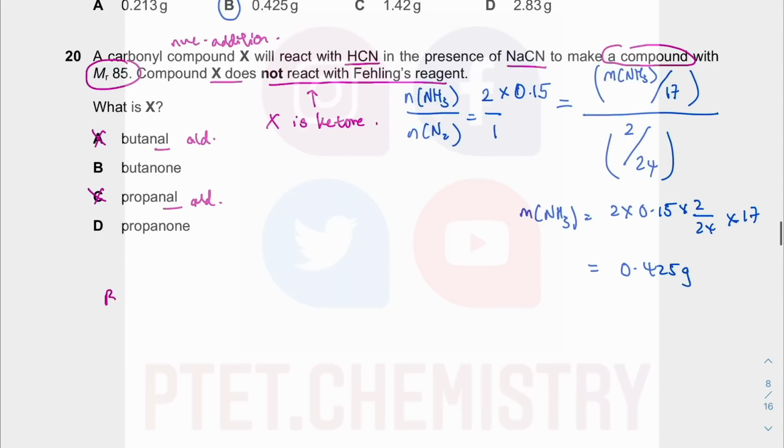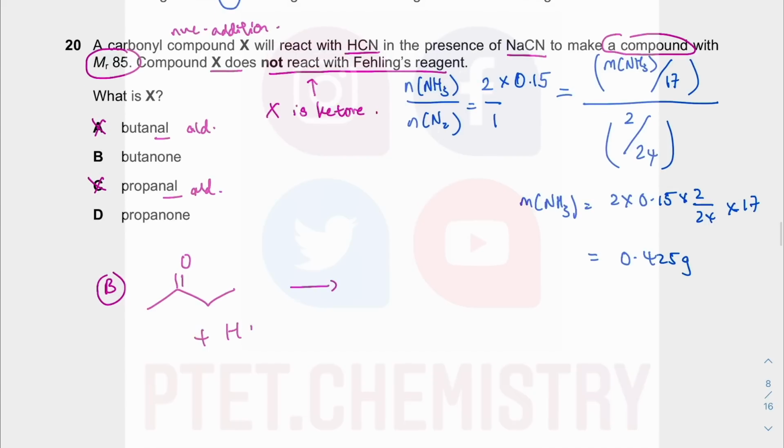If I just draw out butanone, so that is butanone. If I undergo HCN, well, actually HCN is a reactant, so I shouldn't put it on top of the arrow because it's a reactant. It's an addition, so there's an OH and there's a CN. The H goes to the oxygen, the CN adds on there, and you have lost the carbon-oxygen double bond. This is C1, 2, 3, 4, 5. This is C5, H, 1, 2, 3, 4.